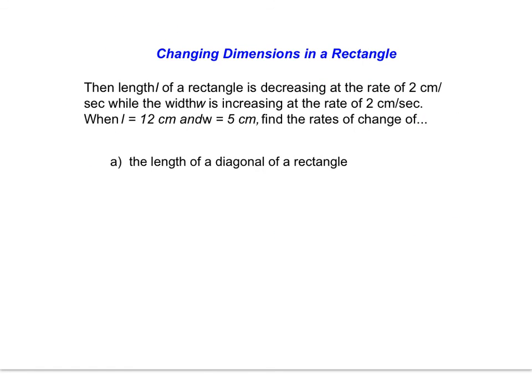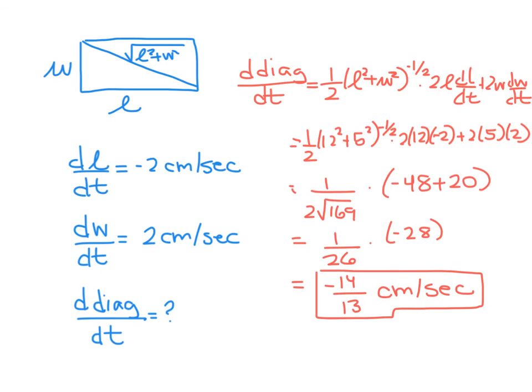Using the same facts, will you now find the length of a diagonal of the rectangle, its rate of change? Pause the video and answer the question. So again, here are my facts. And because it's a diagonal, we're going to use the Pythagorean theorem. So I'm going to find the derivative of that, which does require a little bit of chain rule. And I get negative 14 over 13 centimeters per second.